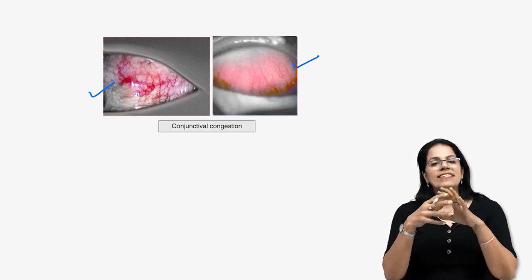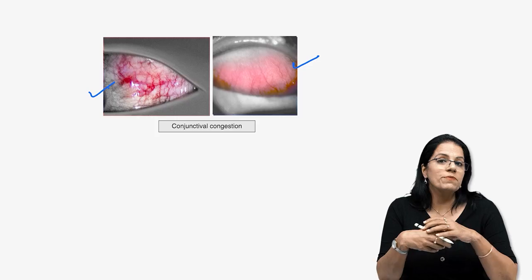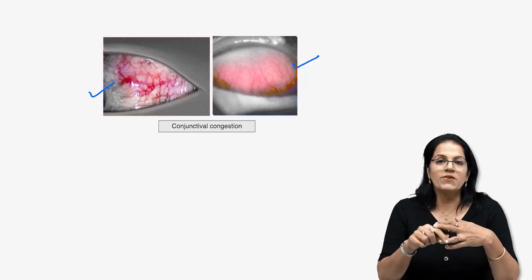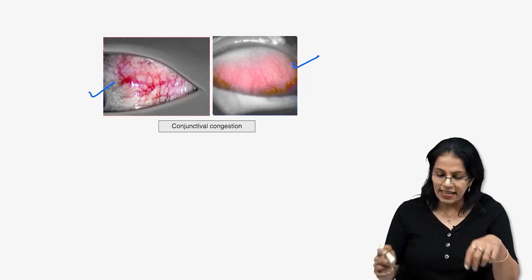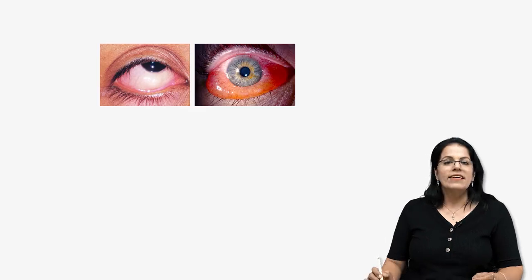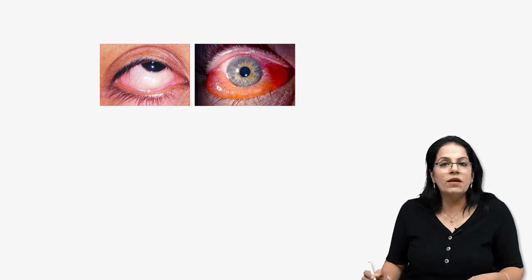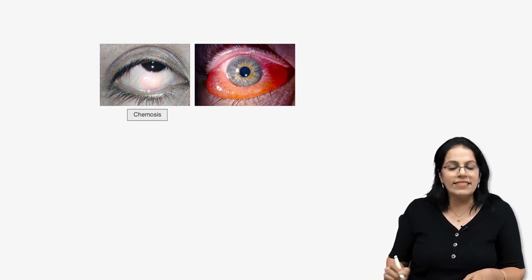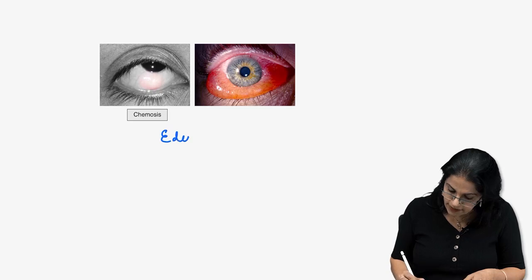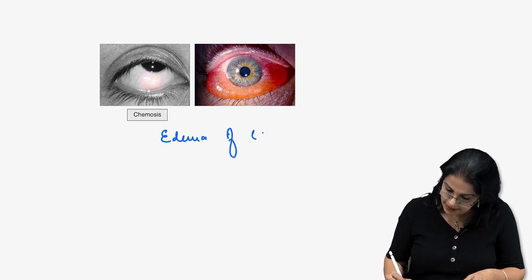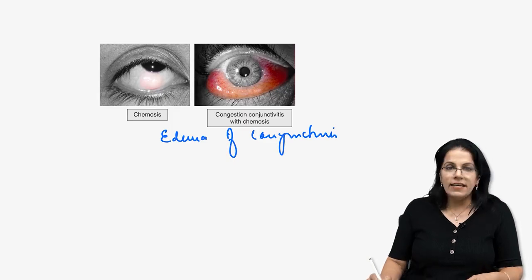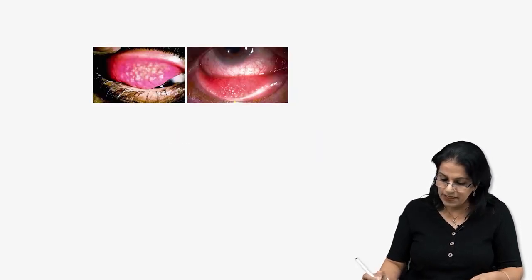So, when there is conjunctivitis, we have just learned how the patient presents. What are the different signs? Of course, one is discharge we have talked about, redness we have talked about. What else can you get? Let's see that. Next is chemosis. Can you see this? Chemosis is nothing but edema of the conjunctiva. So, edema of conjunctiva is called chemosis. Here you have congestion with chemosis.